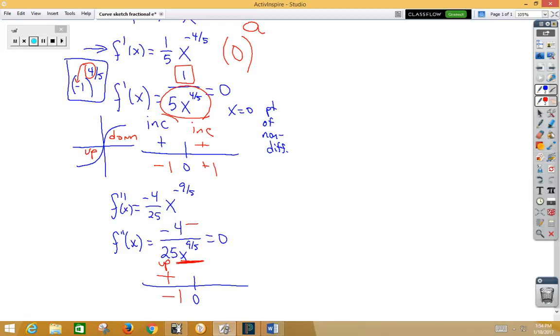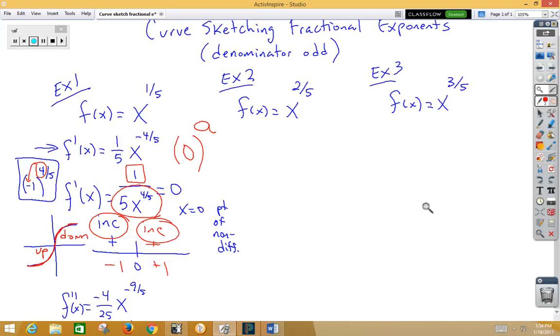So if we have increasing concave up, that's going to give us this shape. If we pick to the right of 0, which is 1, we get a negative on top, a positive on the bottom, so negative, concave down. So we have increasing to the right of 0, concave down, increasing concave down, verifies our S shape. Let's go ahead and do one birdie in the same way. So let's just do example 2, and we'll kind of ignore example 3.